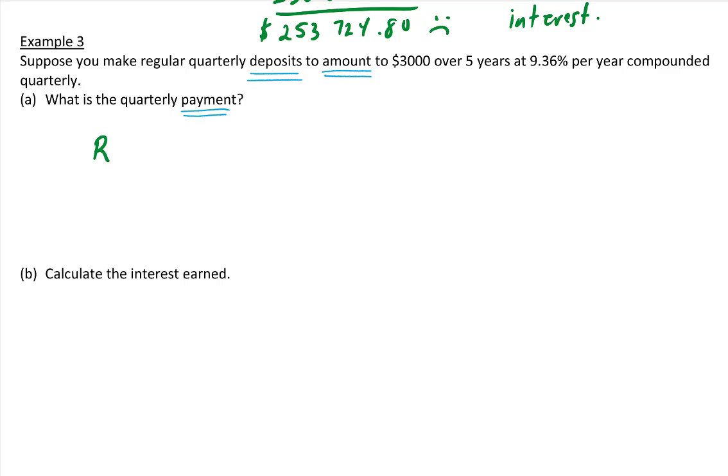And since we're looking for a future value, since we're looking for the amount, that's going to be A times i over 1 plus i to the n minus 1.